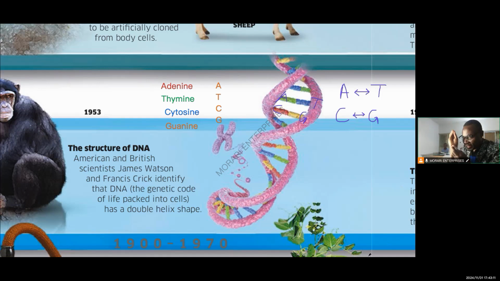The genetic code of life is packed into the cell. And what they call it is called information. Like if something can determine your behavior, your character, your traits, how you look. So it means there's information stored in these chemical compounds. So very unique. So that's why the structure of the DNA was a very great discovery, to find this double helix.